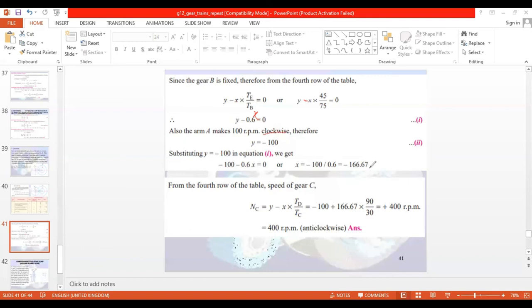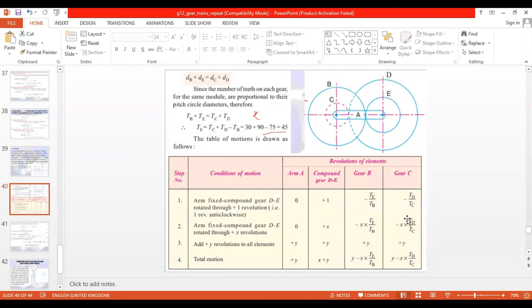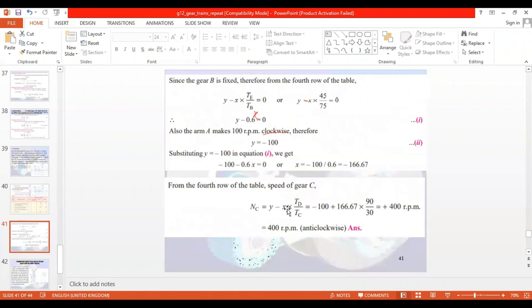Now we have found X. From the fourth row of the table, the speed of gear C can be given by the equation Y minus X into TD by TC. Y is given in the question as minus 100, minus X, and X we have found as minus 166.67. So minus into minus gives plus 166.67 into TD by TC.